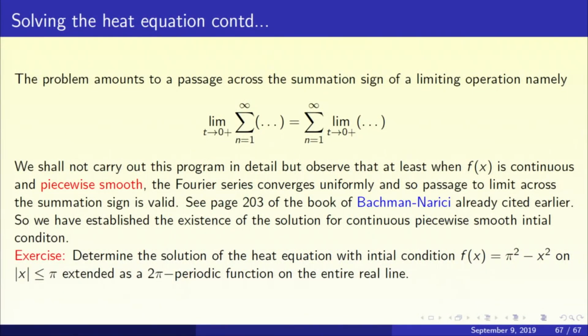Finally, there is an exercise for you to take a specific f(x) equal to pi squared minus x squared, extend it as a 2 pi periodic function and carry out this program in this specific case. That completes this particular section on how to use Fourier series to solve specific differential equations. In the accompanying text, you will find more exercises with partial solutions and hints.